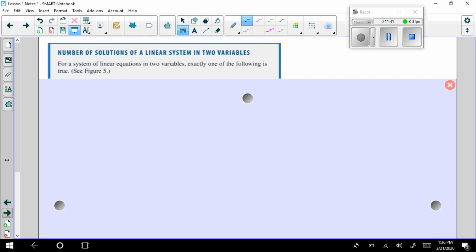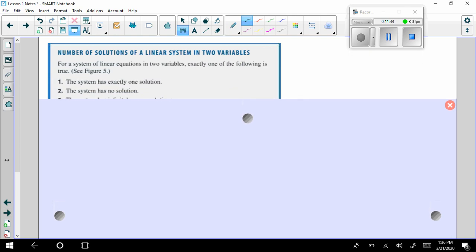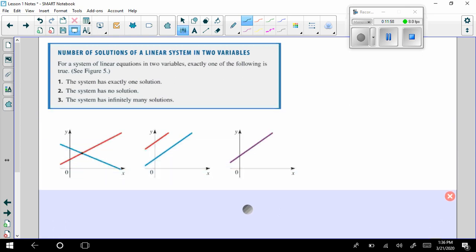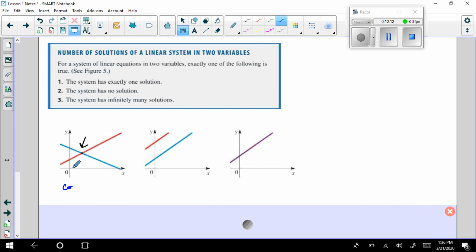So you have 3 possibilities for number of solutions, and we're almost done here. We're going to have exactly 1, no solutions, or infinitely many. And depending on what type of solutions we get, that classifies the lines as a couple different things. If you have 1 solution, this will cross in a single point, and then the lines are considered consistent and independent.